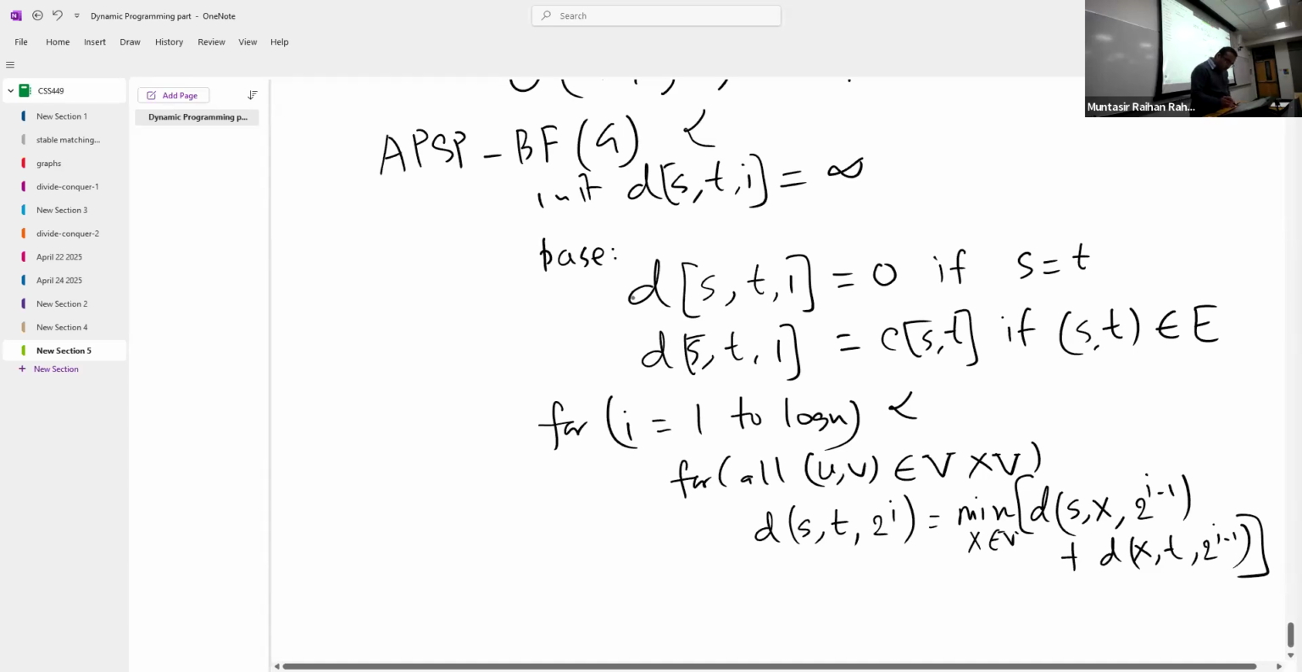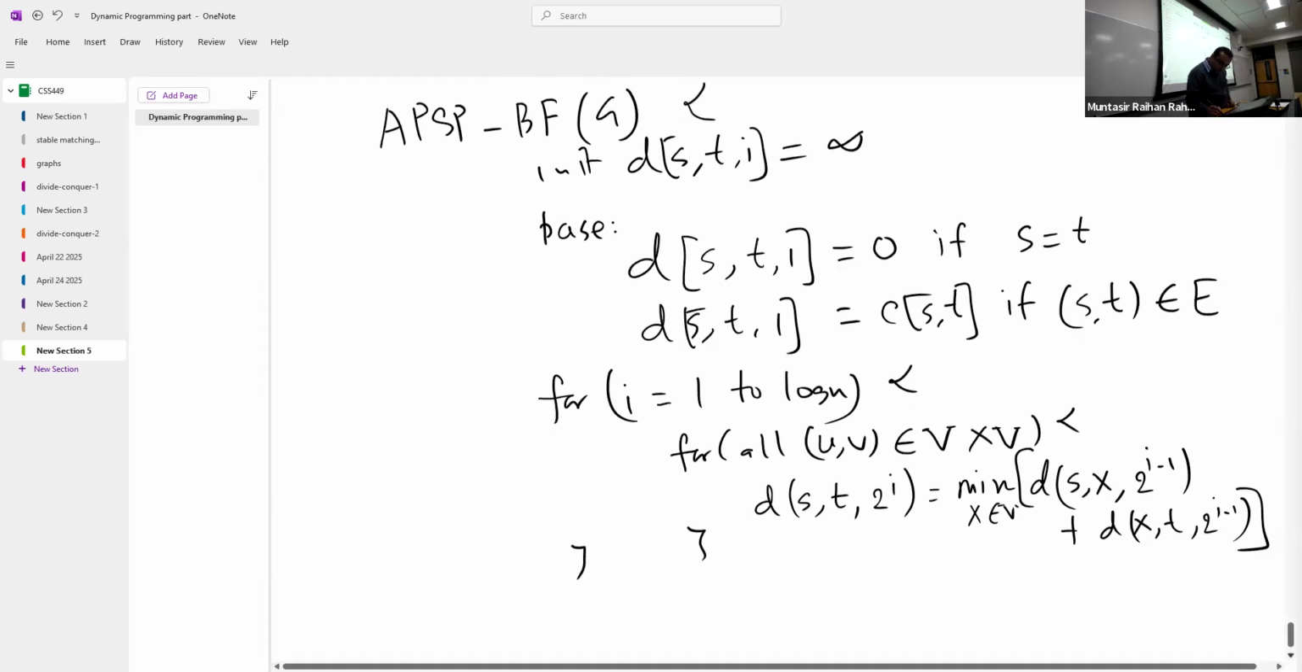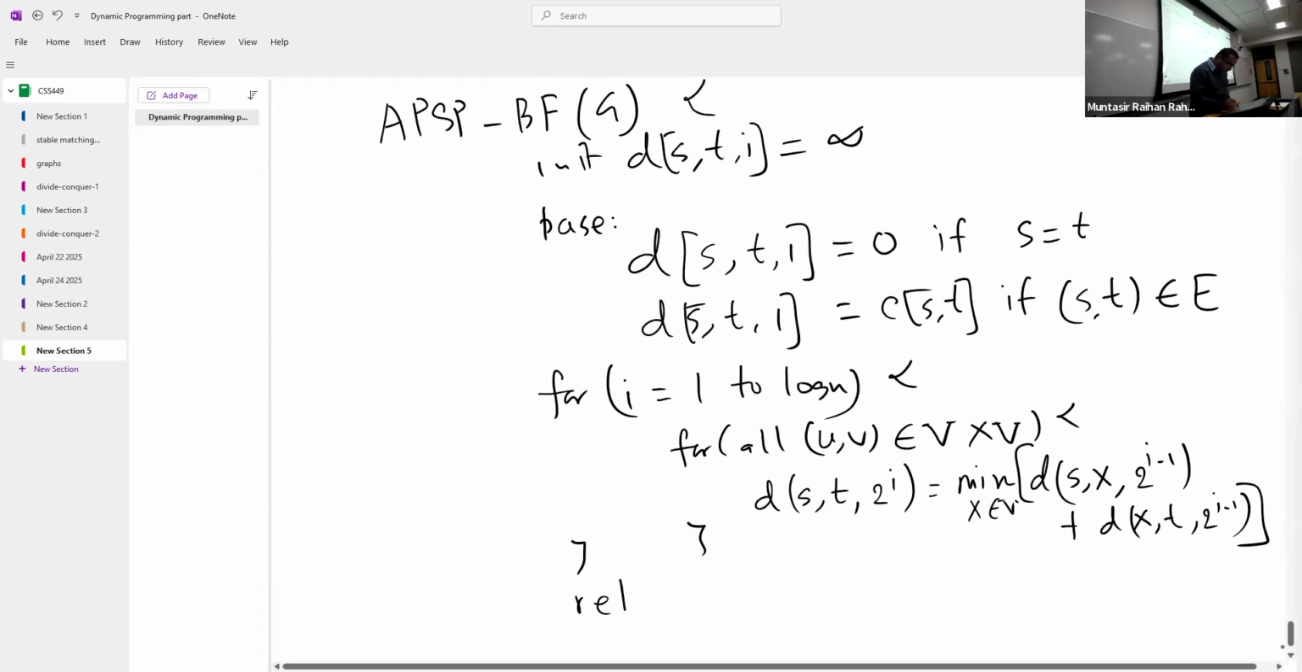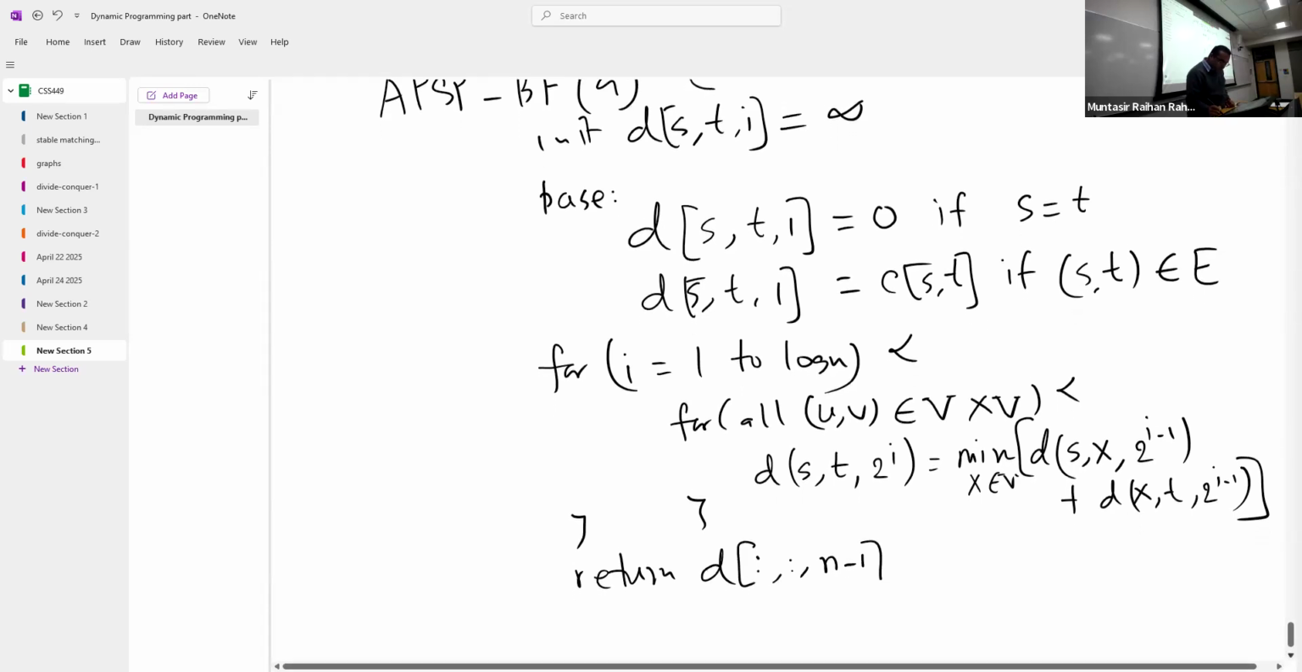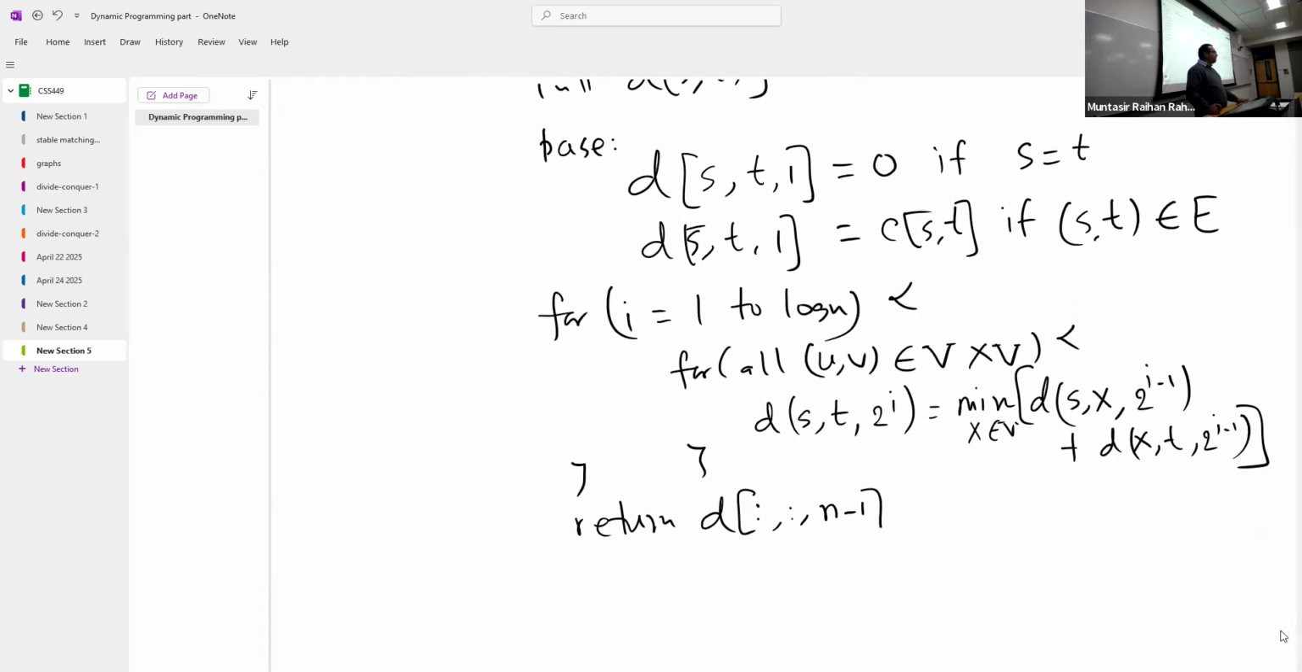And then finally, when I'm done here, I'm going to return the all pair shortest paths, which are n square numbers. So just return this array, where the first entry is empty and this is going to be n minus 1. That's going to be all possible pair of paths from a source vertex to a destination vertex, right?